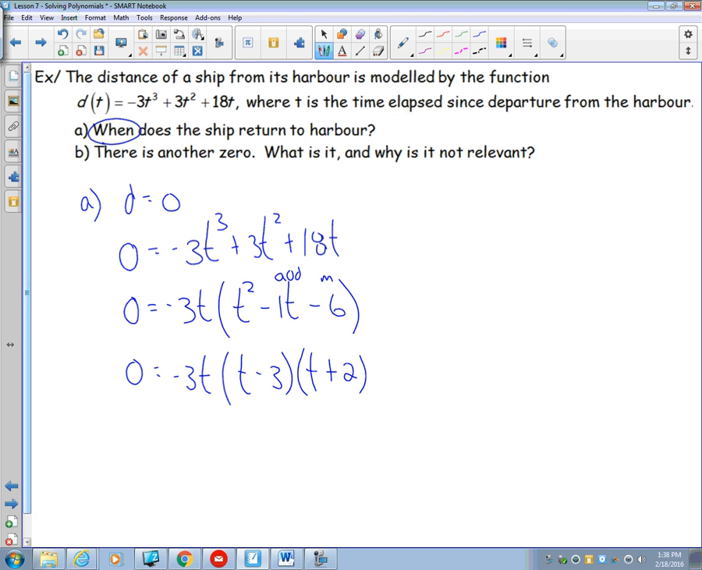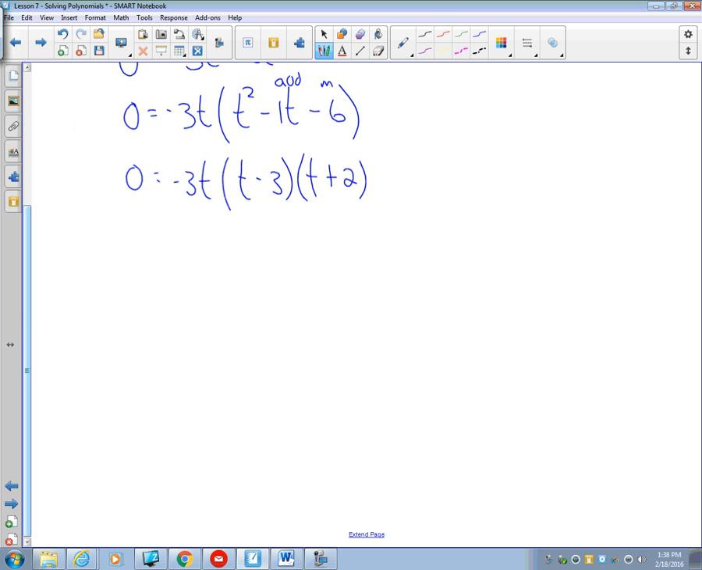And what are my zeros? Well, my zeros are, I got 3 of them. I got 0, I've got 3, and I've got negative 2. So now I have to start thinking, which of these is the right answer? When does the ship return to harbor? Well, the first one is time is 0. That's my starting point, right? Okay, and then I got t is 3. Okay, so some time has gone by, so maybe that's back to the harbor.